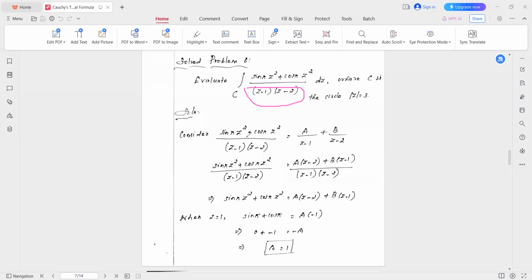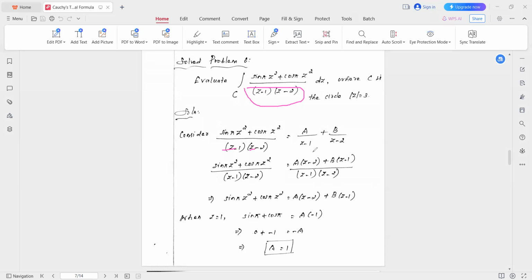So (sin πz² + cos πz²) divided by (z − 1)(z − 2) is equal to A by (z − 1) plus B by (z − 2). Already we have seen problems regarding partial fractions. So this is equal to A by this and B by this. Okay, so we need to find the values of A and B. Therefore this term will split into two terms.